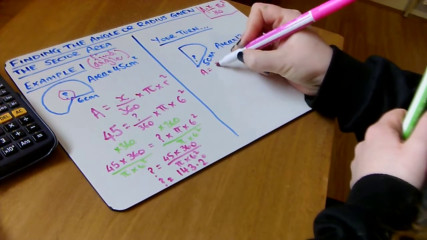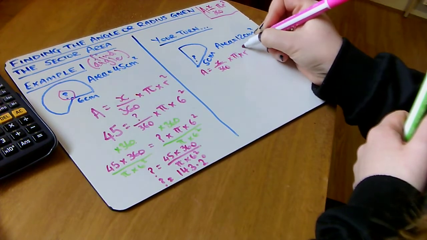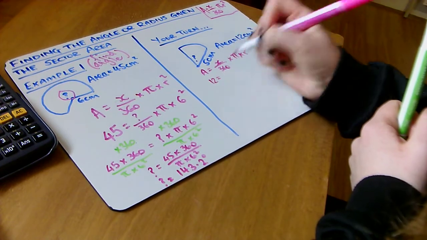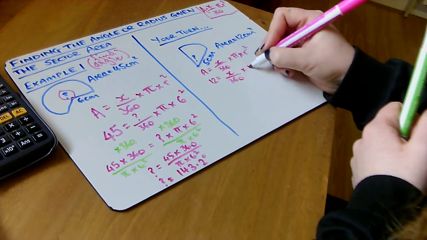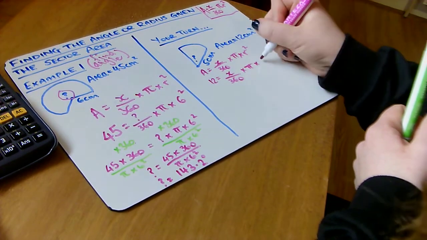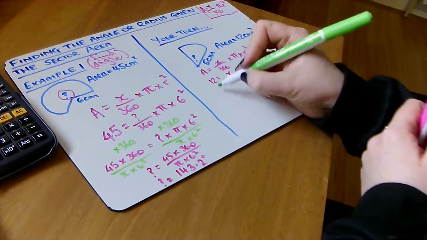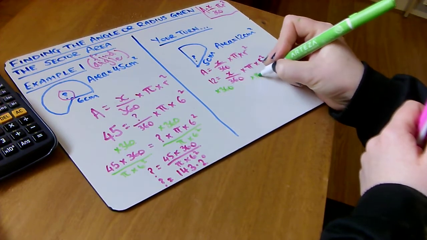So always starting off with our formula. Filling in everything we know. So we know that the area is 12 square centimetres. Still got an angle over 360 multiplied by pi multiplied by 5 squared. 360 is dividing on this side, so we need to multiply throughout by that.